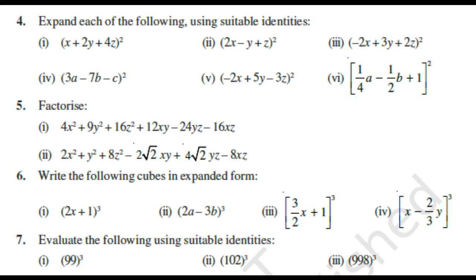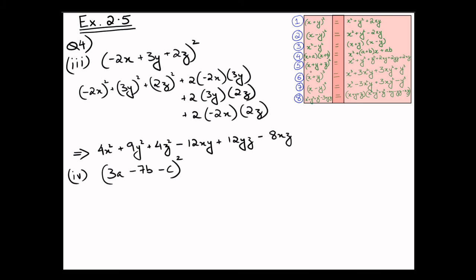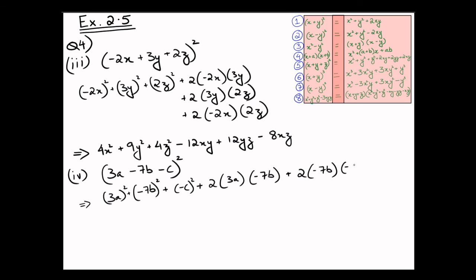Part number 4 is also similar. We have 3a minus 7b minus c whole square. We'll use identity number 5 here once again, which gives us 3a whole square plus minus 7b whole square plus minus c square plus 2 times 3a into minus 7b plus 2 times minus 7b into minus c plus 2 times 3a into minus c.